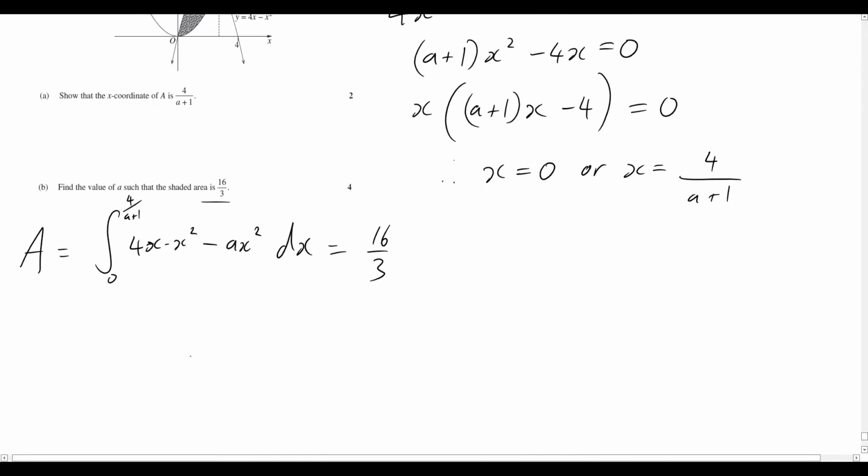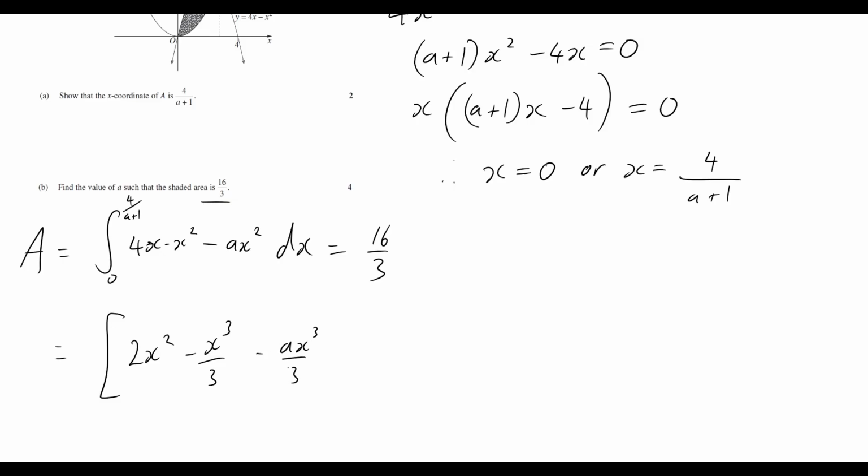Okay, so now let's go through and quickly start integrating some of these terms. And let's see what we get. So we should end up with, I believe, 2x squared minus x cubed over 3 minus ax cubed over 3. And we're going to be taking values from 0 up to 4 over a plus 1. We know that again, that's equal to 16 on 3.